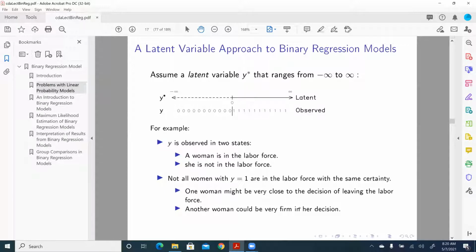So y star gives us the idea of a kind of propensity or likelihood, which is unobserved. So y star is an unobserved, latent continuous variable, and y is what we observe. So y star is not in our data set. We will never, ever have information on y star. But here, we make this assumption to set up some relationship so that we can derive the model.